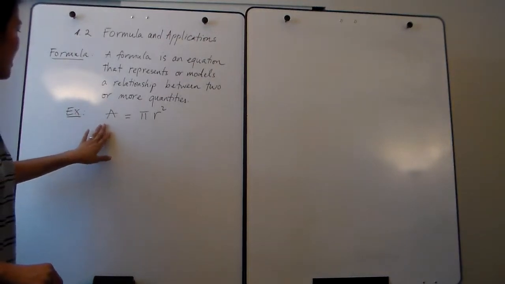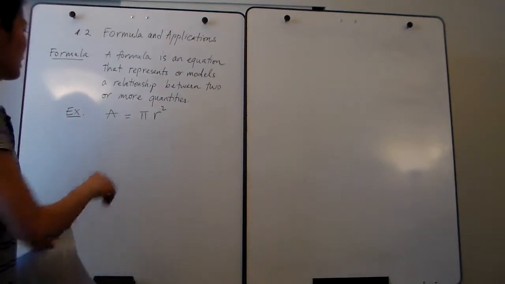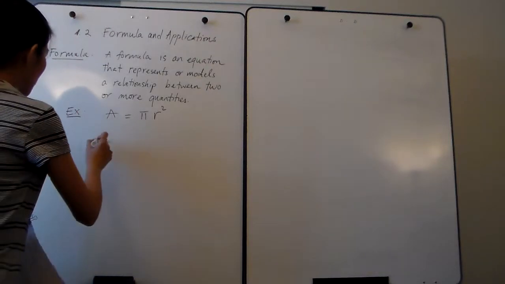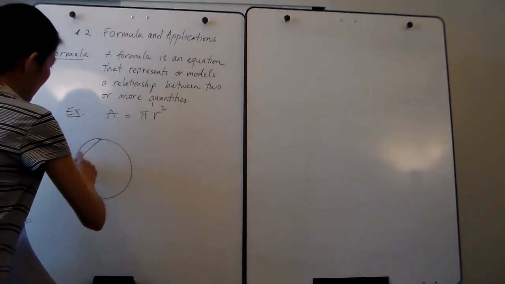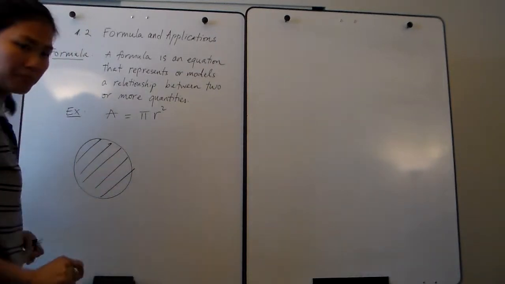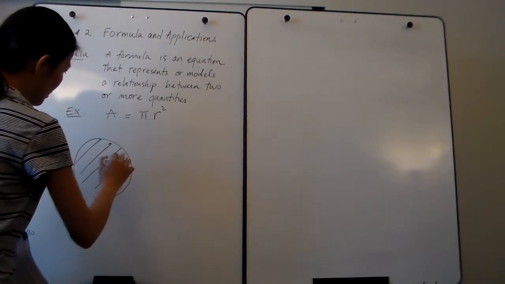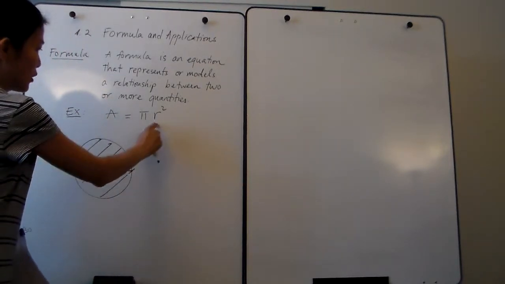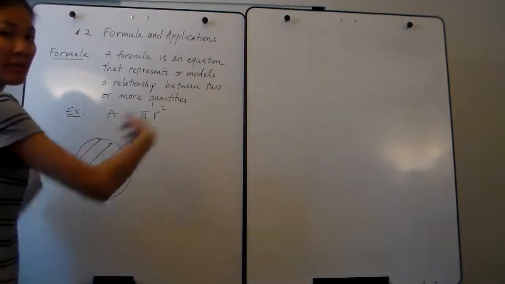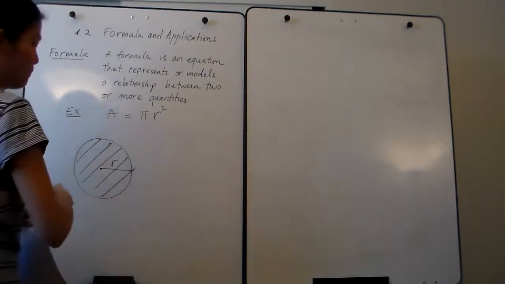If you remember, this is the formula for the area of a circle. The area of a circle is equal to pi r squared. Okay, so this is a circle. This formula represents the area of the entire circle, and for this circle, its radius is r. If r changes, the area changes. If you enlarge the radius, the area is enlarged as well. That's the relationship between these two variables.